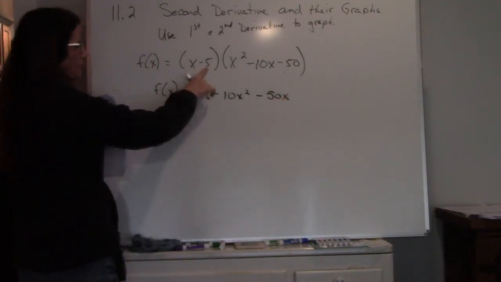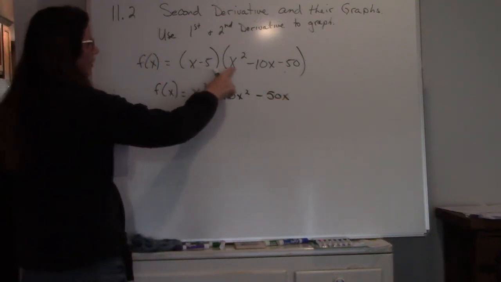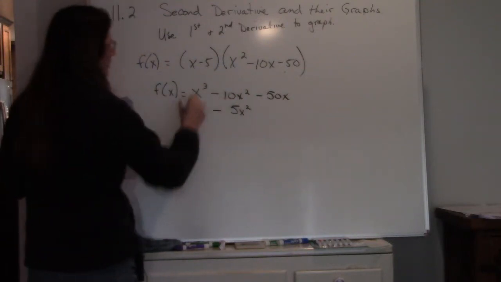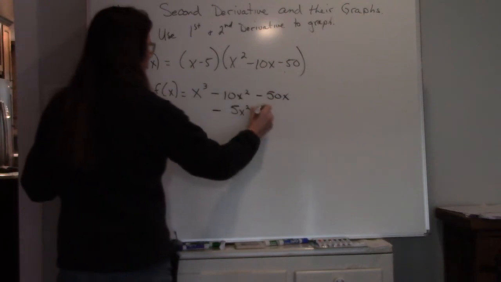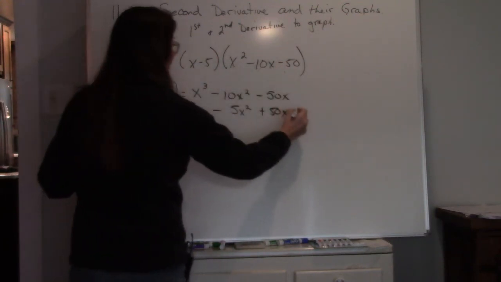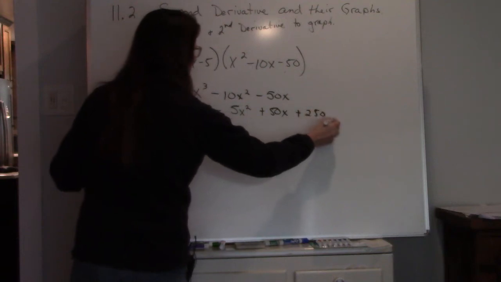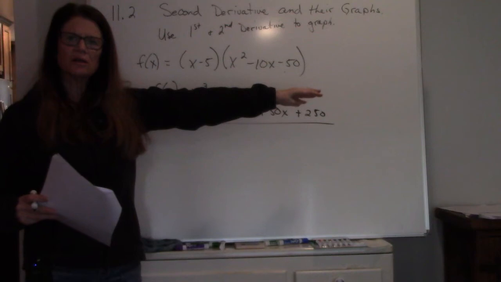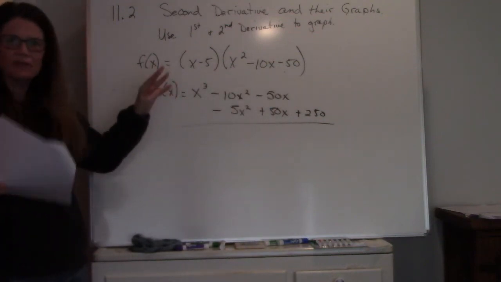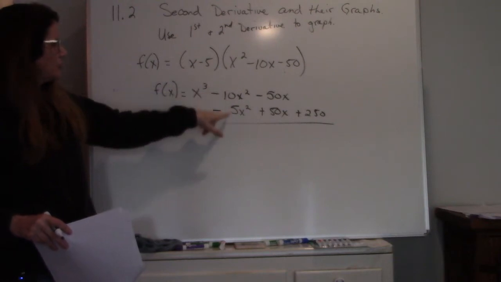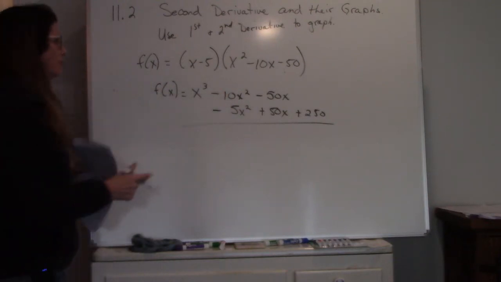Now I'm going to come back to my negative 5. Negative 5 times x squared is negative 5x squared. Negative 5 times negative 10 is a positive 50x. Negative 5 times negative 50 is a positive 250. All I've done here is instead of writing out one long polynomial and then having to find what I'm adding together, I just line them up. These are like terms. Makes it much easier to find the answer.